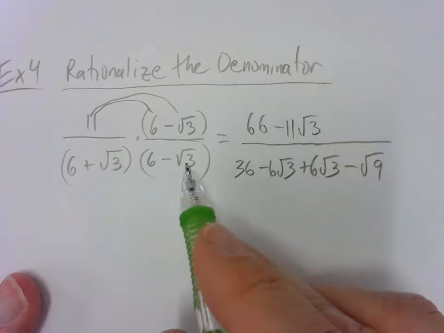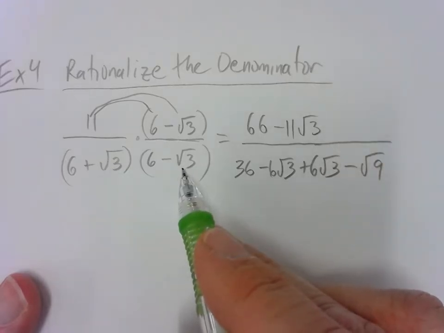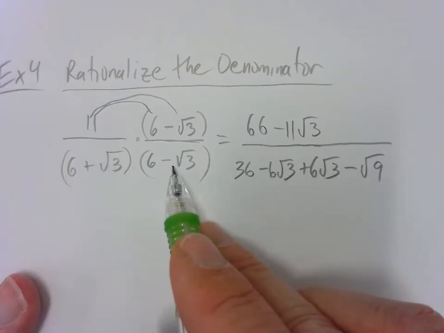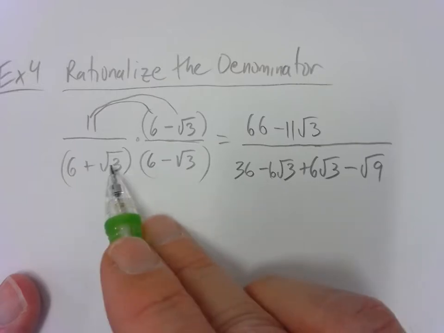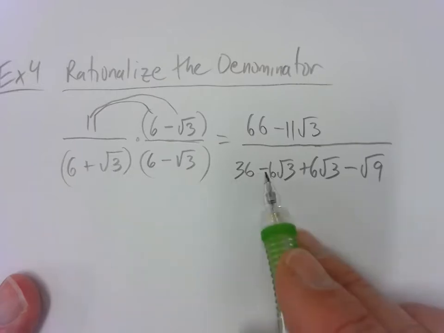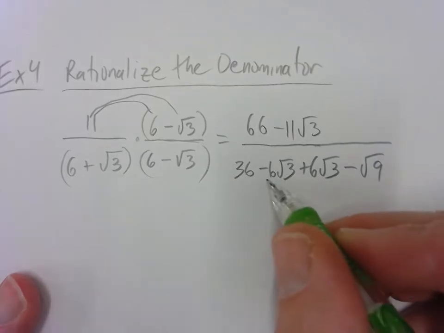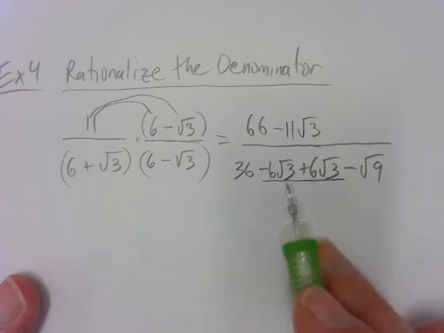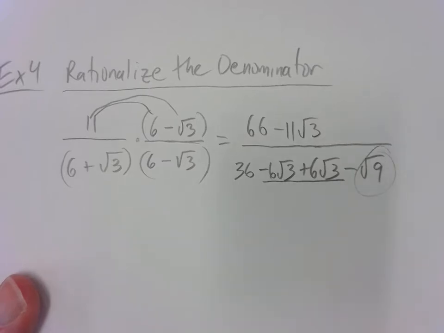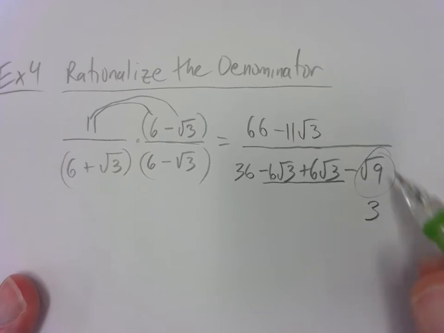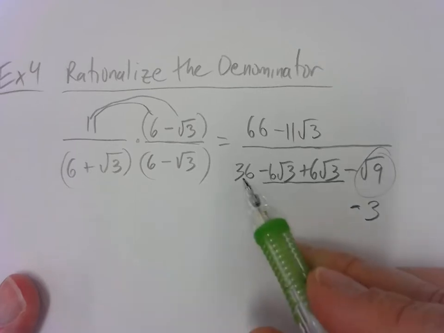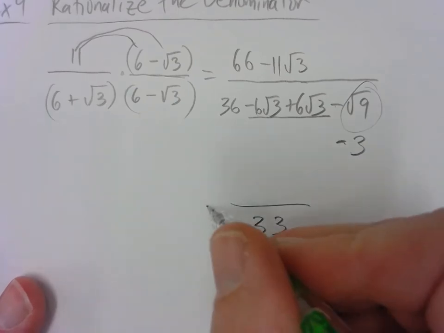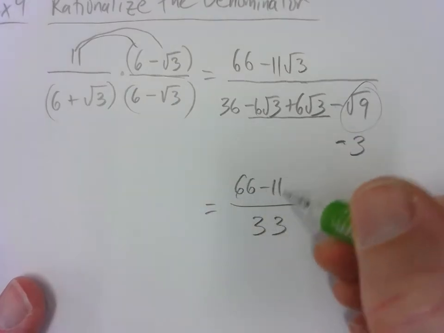So I can multiply those together because they're the same index. So I just multiply the 3 times the 3 underneath. 6 times the radical 3 thing is 6 radical 3, and again 6 times the radical 3 thing is 6 radical 3. And then follow the pluses and minuses. The middle part cancels out, which is what I wanted it to do. That way there's no square root anymore. That's not really a square root anymore because that's going to be 3. And then minus 3 because of the minus. So it's 36 minus 3 is 33 on the bottom. And then on the top is 66 minus 11 radical 3.